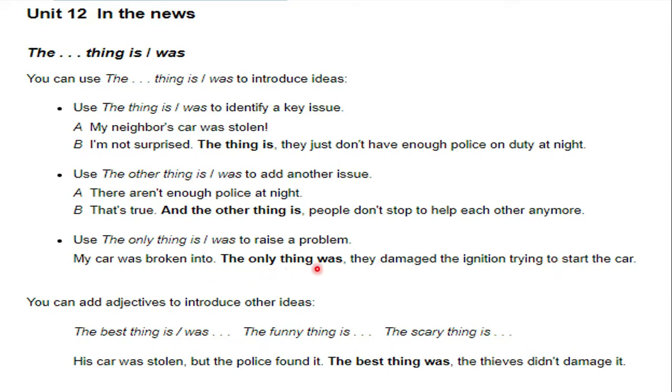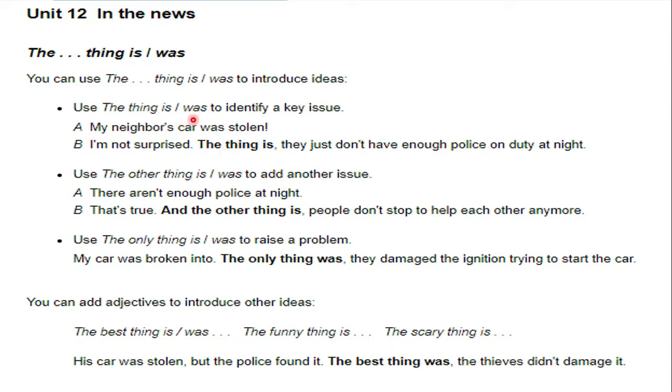The only thing was. Entonces, esta persona lo que está haciendo es sacando a la luz, o sea, mencionando un problema, ¿ya? Ok, so, a pesar de que no le robaron el auto, el único problema fue que le dañaron, ¿cómo se llama? El lugar donde se ponen las llaves, ¿ya? Es decir, el contacto, me parece que se llama. Bueno, so, let's review this.